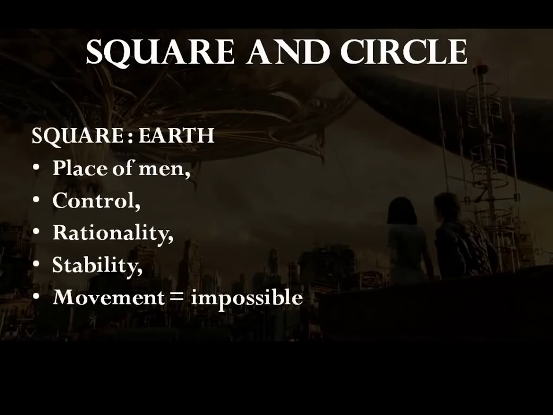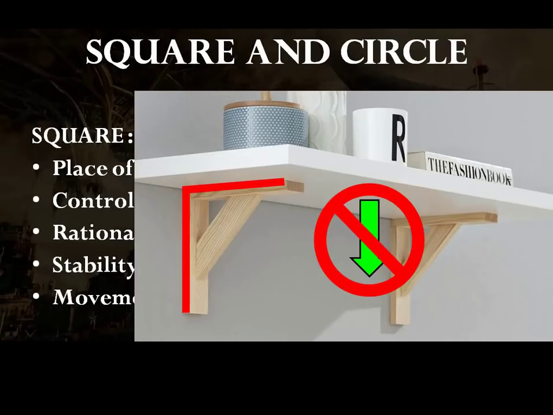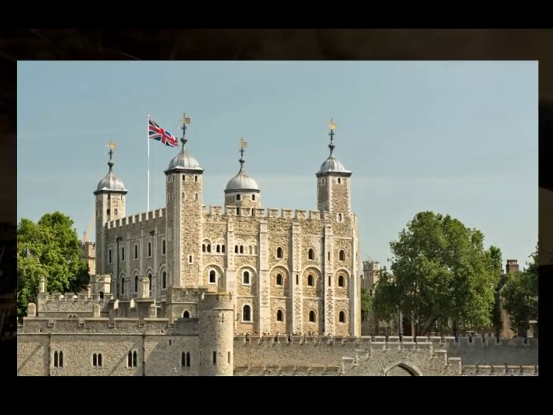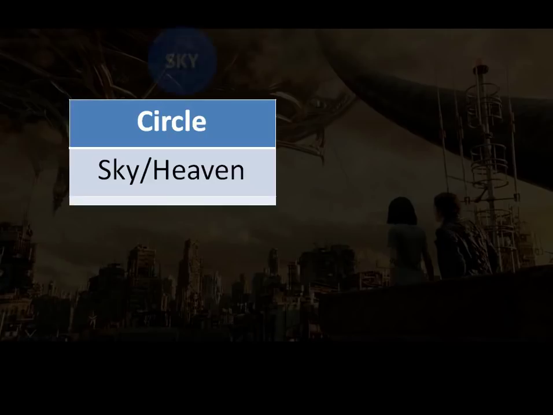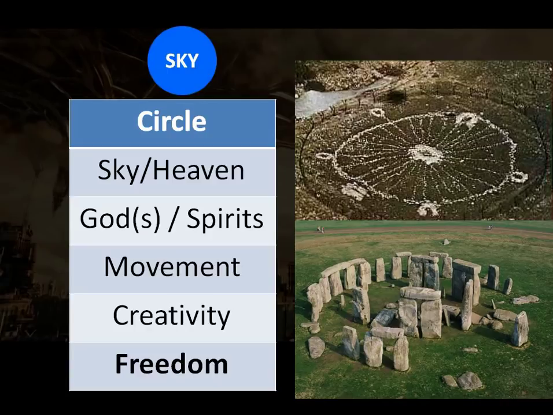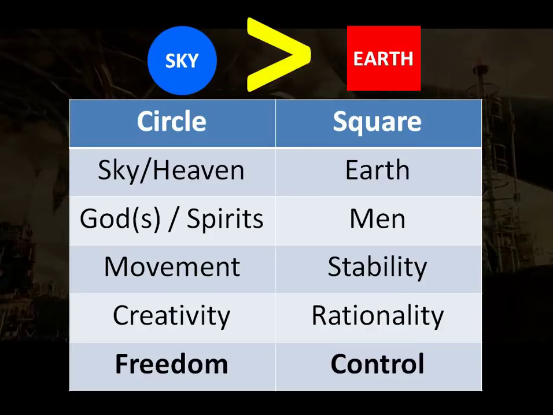It is the place of humans, the sign of control, stability, because the square makes the movement impossible, which is good in some cases. If you want to keep something or someone safe, you will put it or put him in a square. As a conclusion, the circle, which is the sign of the sky, refers to the deity and to freedom. It is superior to the square, which means the earth, place of the simple men who tend to control the things they can.